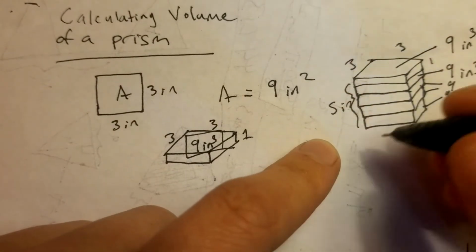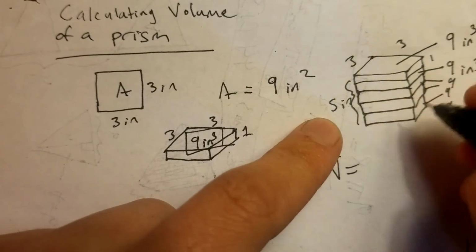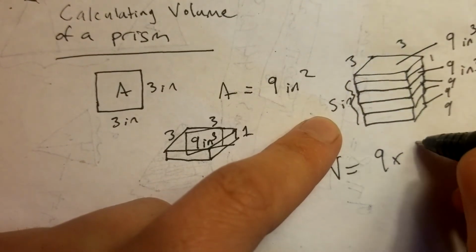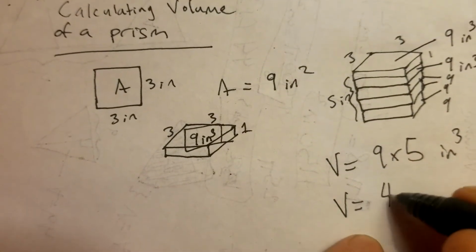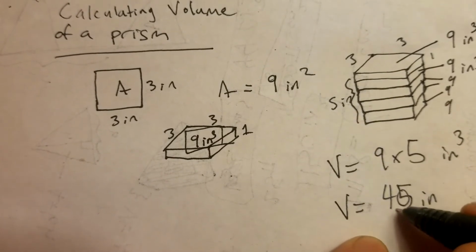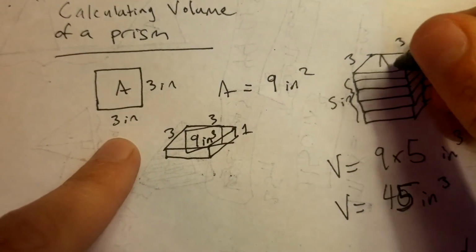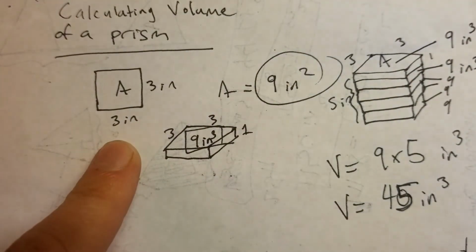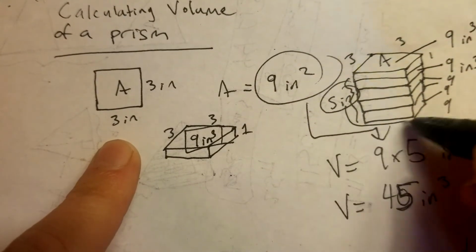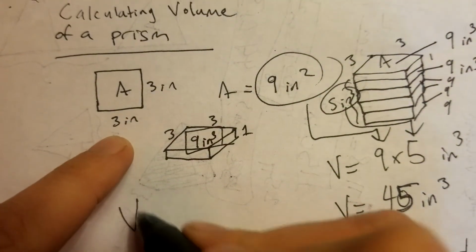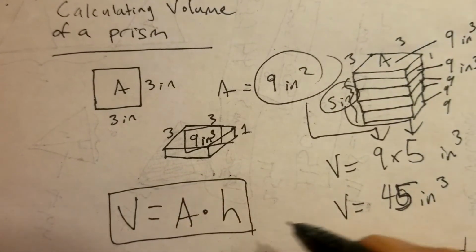In other words, the volume of this entire thing is going to be 9 5 times. So 9 times 5 inches cubed, which in this case is, oops, my bad, 45. So notice how we calculated the area, which in this case is 9, and we multiplied it by the height, which is 5. So that means that the volume in general of any prism is just the area times the height. And that's where we get that formula from.